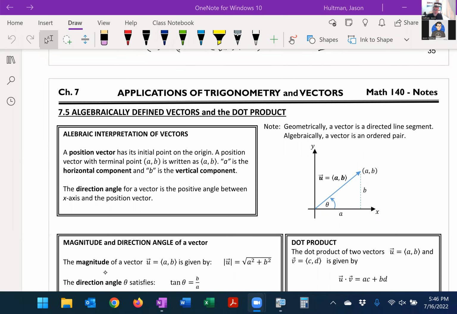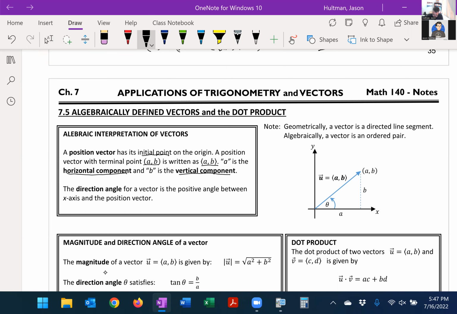Okay, section 7.5, algebraically defined vectors and the dot product. Algebraic interpretation of vectors. A position vector has an initial point on the origin. A position vector with terminal point AB is written as bracket AB, and A is the horizontal component, and B is the vertical component.